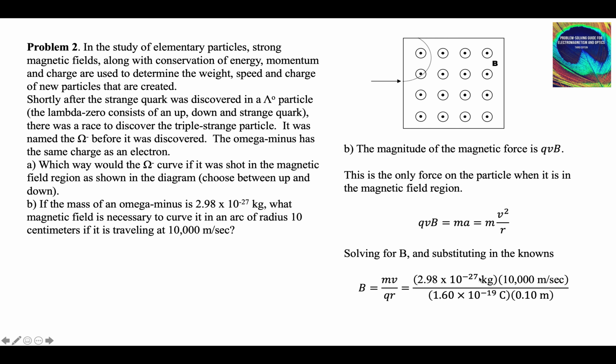The mass is given. Speed is given. It's a singly ionized particle. That's the charge. And the radius converting to meters, 0.1 meters. So the answer is 1.86 millitesla. That's problem 2.